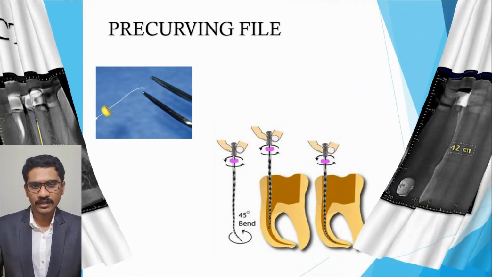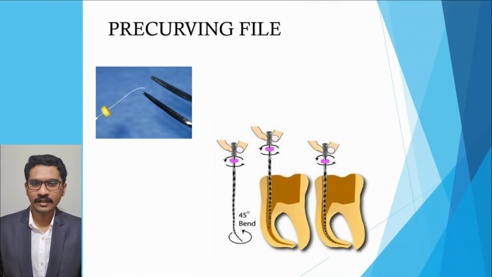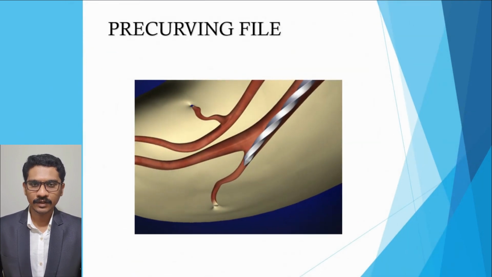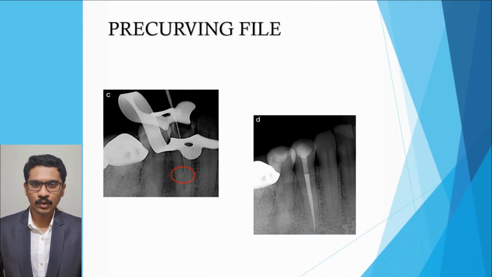An important concept we need to understand before we introduce a file into the canal is the pre-curving of the file. The first file, say a number 10 file, should be pre-curved at the apical third before inserting into the canal. This has several advantages. A pre-curved file helps to negotiate a curved canal. In a straight canal, it can negotiate any lateral portal of exit if present. And it also helps to remove tissue or dentin debris.